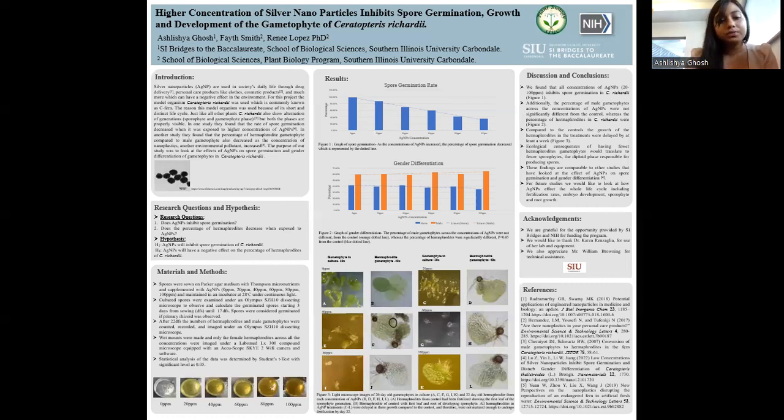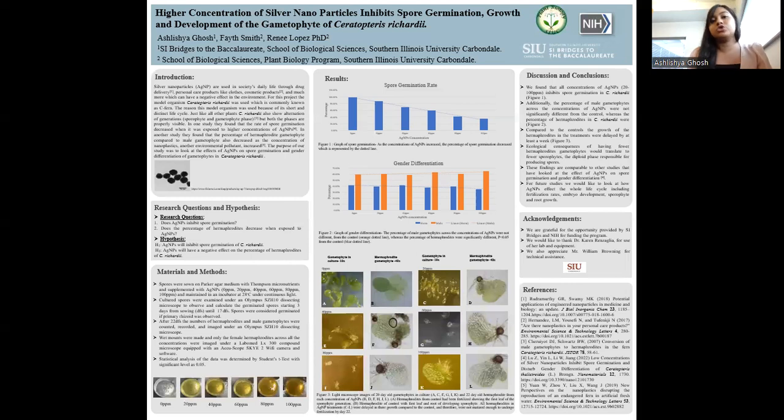So these were the plates where the spores were sown, and they were cultured and examined under a dissecting microscope starting from day 3 until day 17 of sowing. We recorded the data and then we did a statistical analysis.